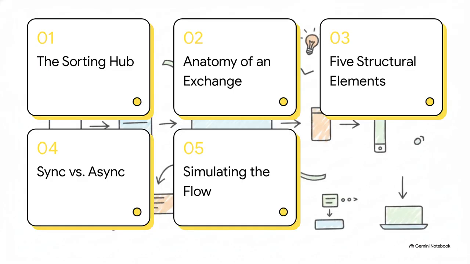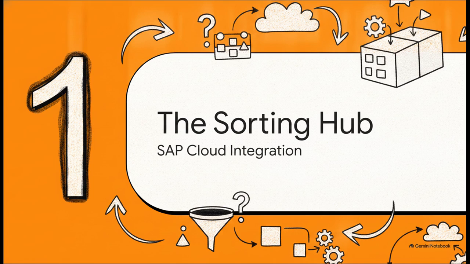So before we step out onto the sorting floor, here's our map for today. 1. The integration sorting hub. 2. Anatomy of an exchange. 3. The 5 structural elements. 4. Sync versus async delivery. And finally, number 5, simulating the flow. Let's get to it. Starting right off with part 1, the integration sorting hub.